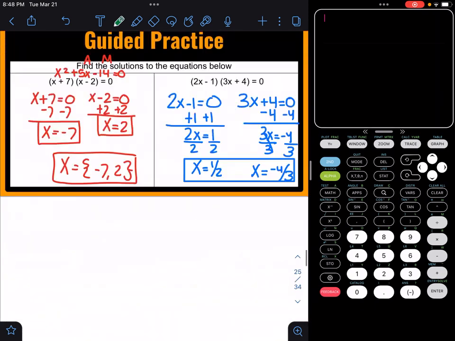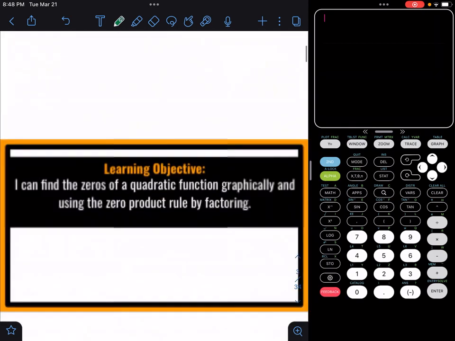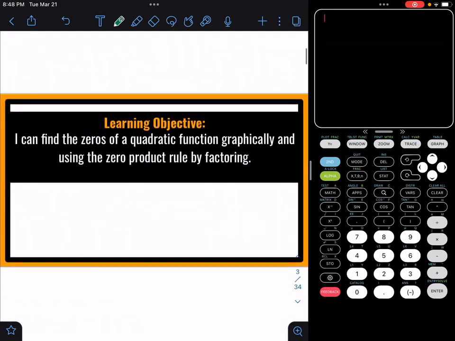And that concludes our lesson on how we are going to find zeros of a quadratic function graphically and using the zero product property.